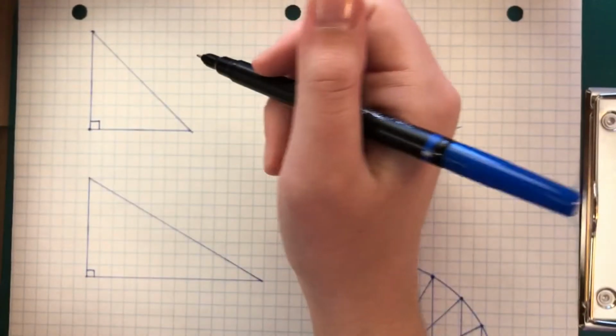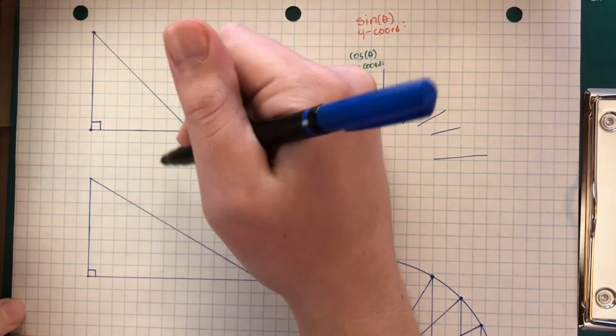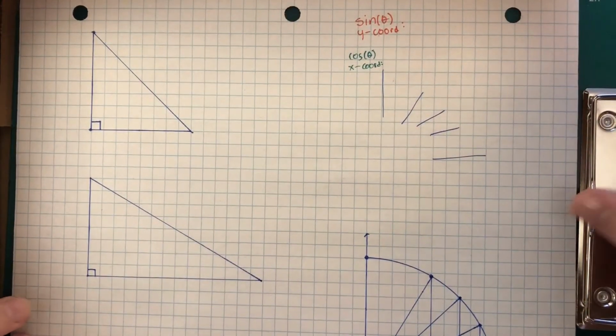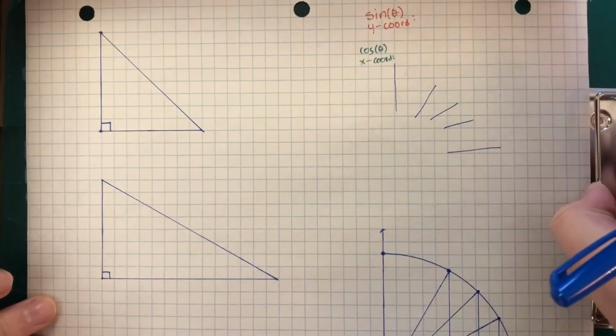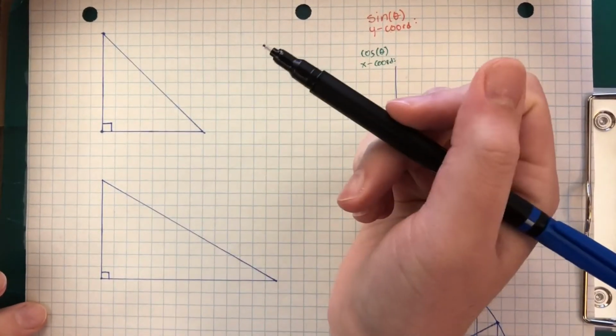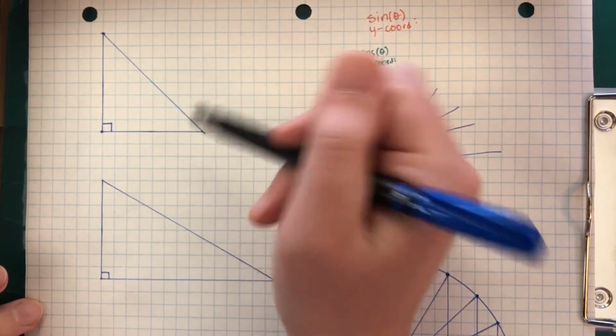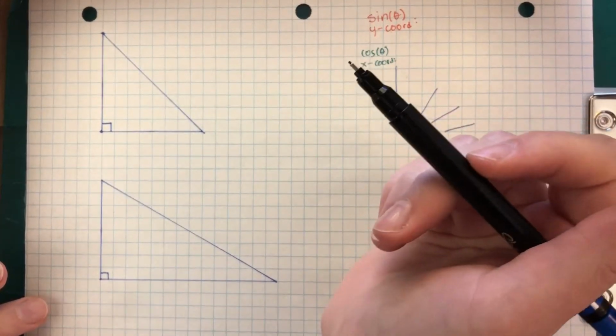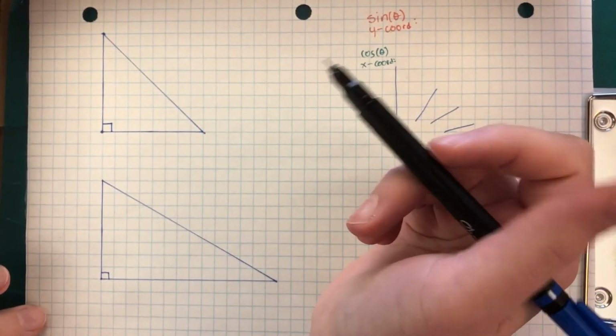We are going to talk about special right triangles, special angles, and the unit circle. So I have a couple of right triangles drawn right here. You could draw a right triangle with any angle between 0 and 90 degrees over here, but I've chosen some specific angles for specific reasons.